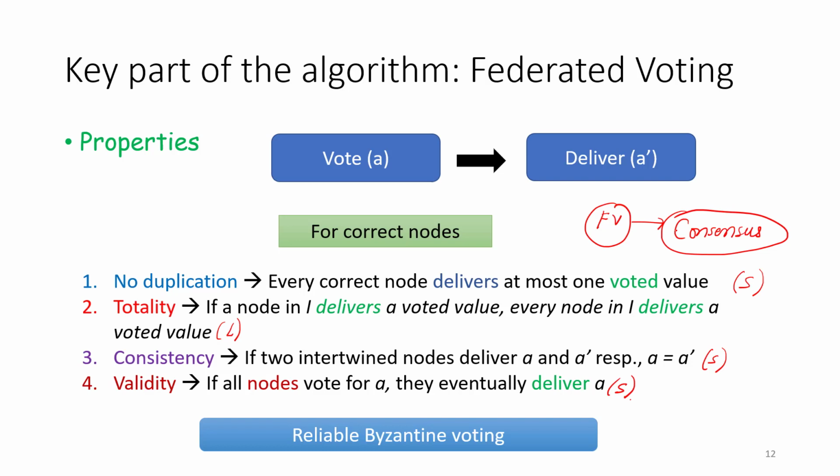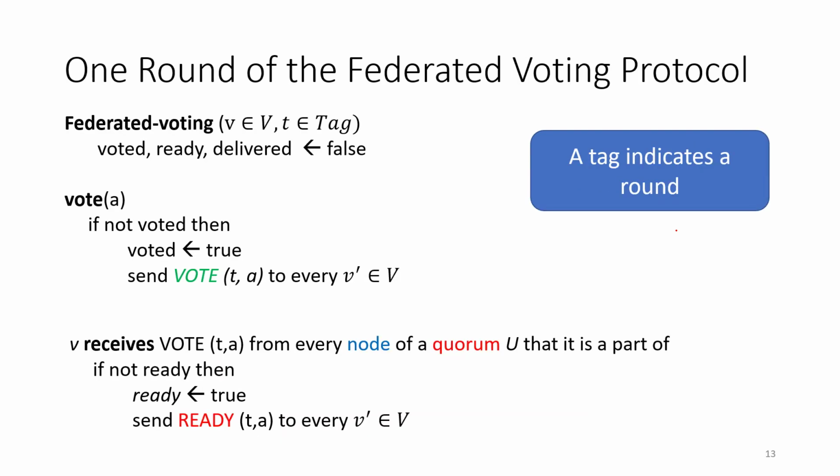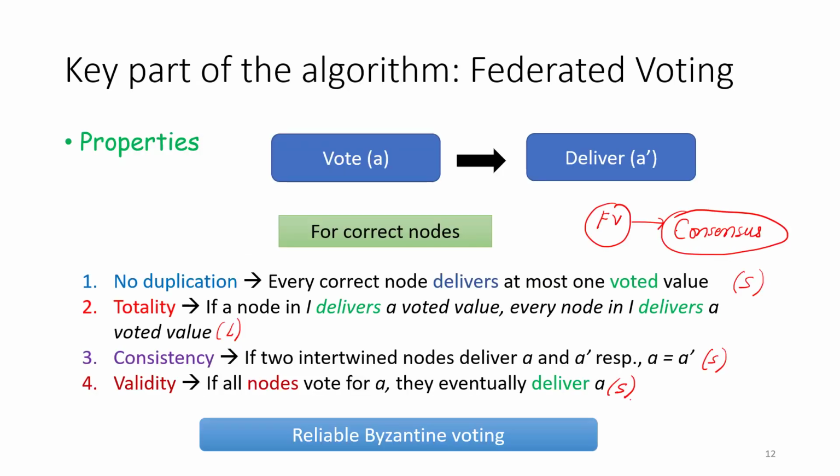So then, what do we have now? What we have now is, let us look at the federated voting protocol. As I have said, it's a two-phase protocol where first you vote and then you deliver. But again, you are guaranteed to deliver only a single value. And the entire intact set either delivers or does not deliver. So we have this liveness guarantee. And if it delivers, it delivers the same value. Otherwise, it doesn't deliver at all.